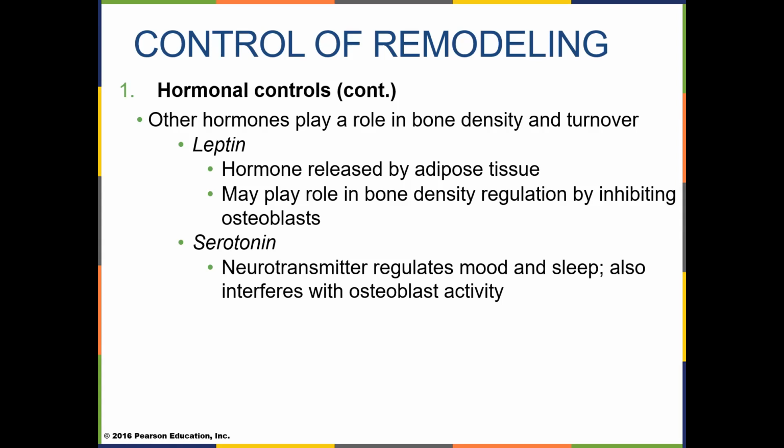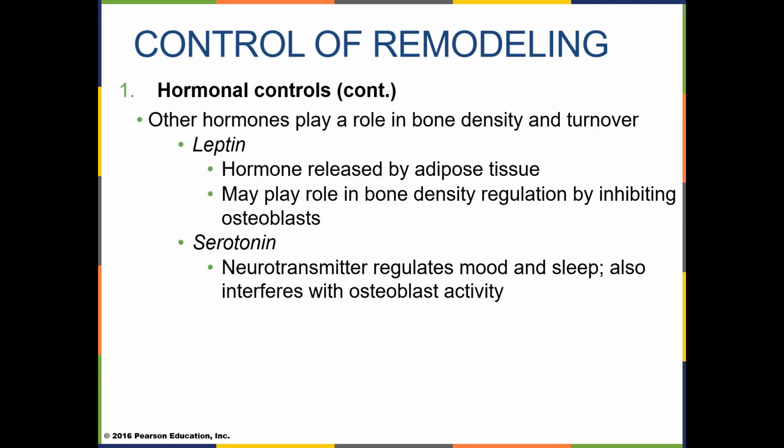Another hormone that gets involved here is serotonin. Serotonin is what we call a neurotransmitter. We'll discuss that in a couple weeks here. Neurotransmitters are the link between nerves and muscles, and nerves and glands. They're like a chemical messenger.